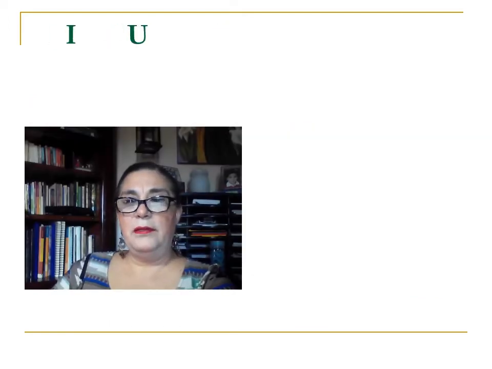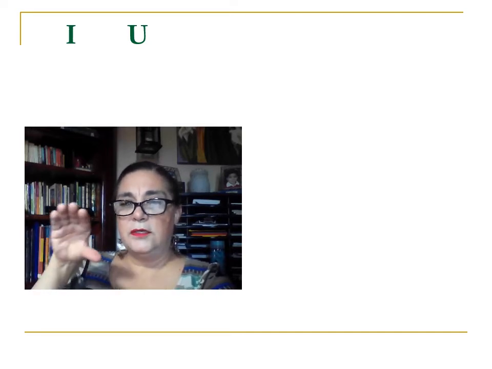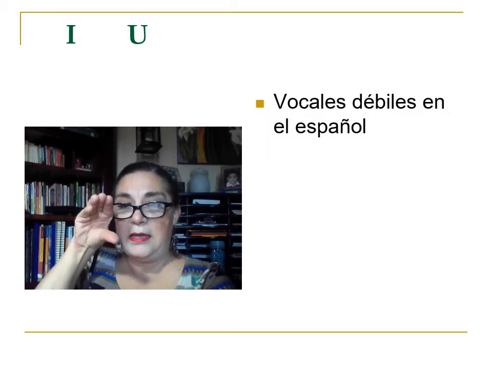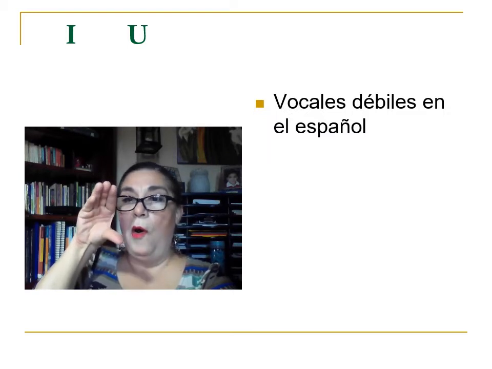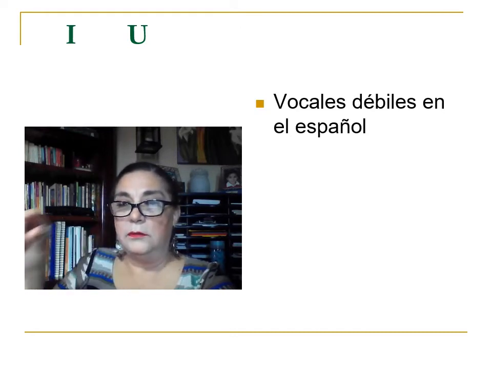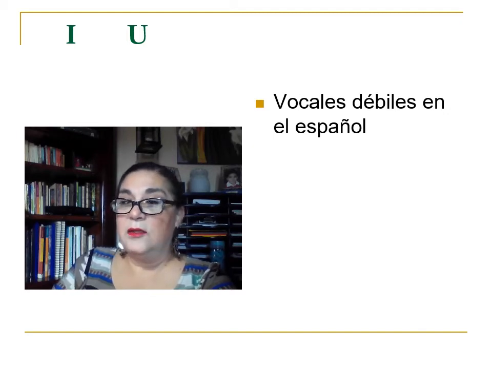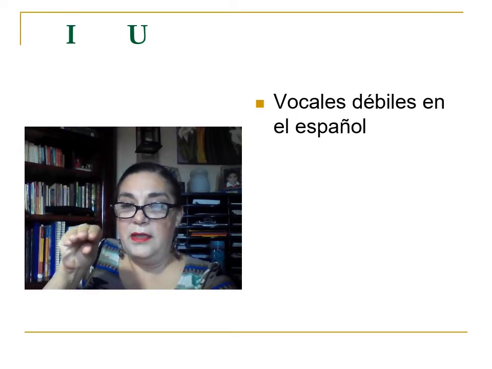Now here we have I, U. We call them weak vowels. In Spanish, vocales débiles. When you produce that sound, just do it at home, practice, notice that when you say I, U, the maxillar, your mouth from the inside goes like this. It's not the same as A, E, O. So, that's why we call them weak vowels. And they are also named closed vowels because our mouth closes in a way to produce the sound.